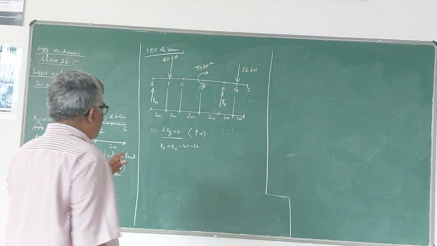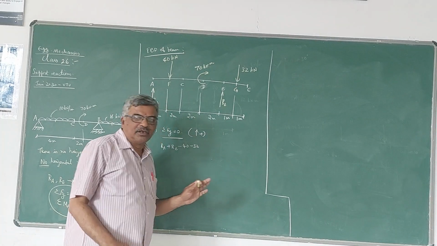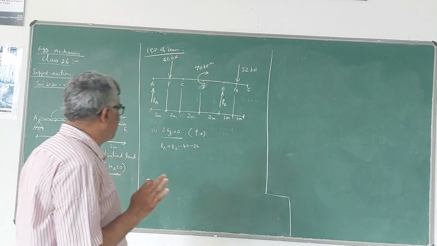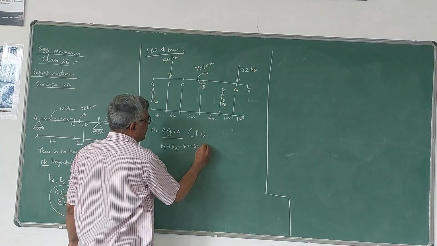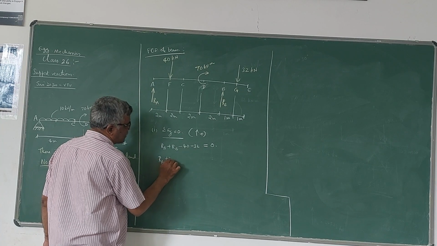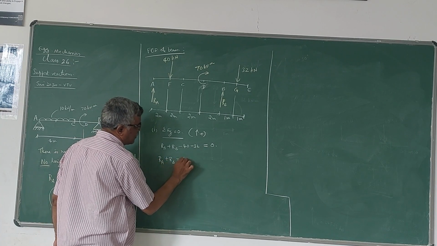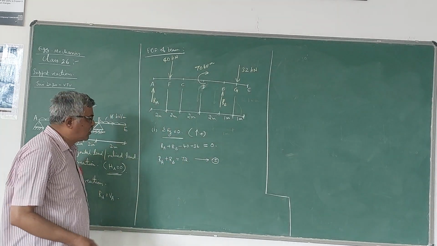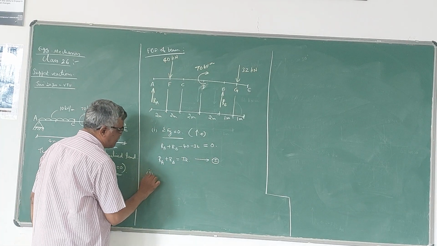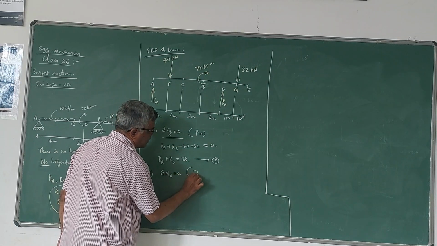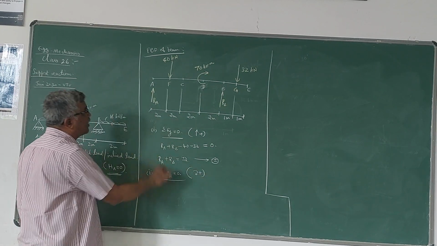So when you are using sigma Fx 0, sigma Fy 0, you should not consider the external couple acting on the beam. Only forces we have to take. This is equal to 0, or I can write RA plus RB is equal to 72. So this is the first equation. You cannot solve this because there are two unknowns. Second equation is sigma Ma 0, clockwise positive, anti-clockwise negative. That is the convention we have to use.